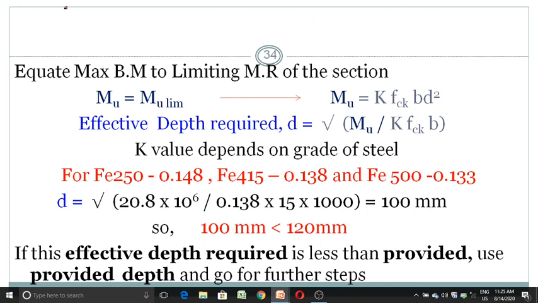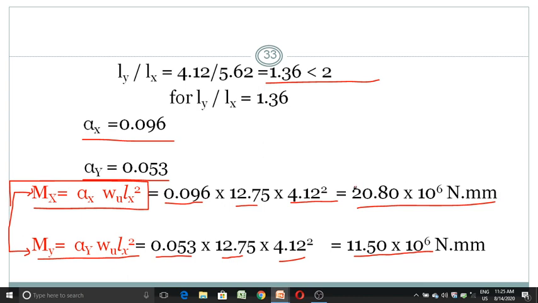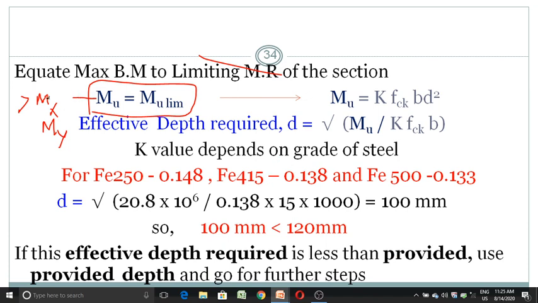That can be calculated by equating the ultimate maximum bending moment value to the limiting moment of resistance. Here we have two bending moment values, along the x direction and y direction. Which value do we take as Mu? Mu must be the greater value of Mx and My. With respect to this problem, our Mx value is greater than My value, so in place of Mu we substitute the Mx value and calculate the minimum effective depth required.